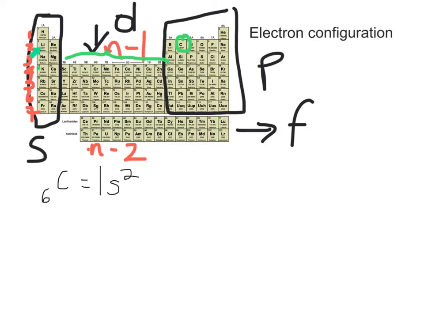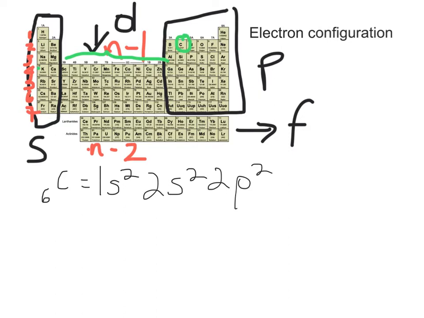Let's continue. What's the name of this box? 2S2, right? This is called 2S2. And now, what's the name of this? 2P. Now I'm moving to the P block. So it's 2P2 because it's in the second box. 2P2. And that's it. We have finished.